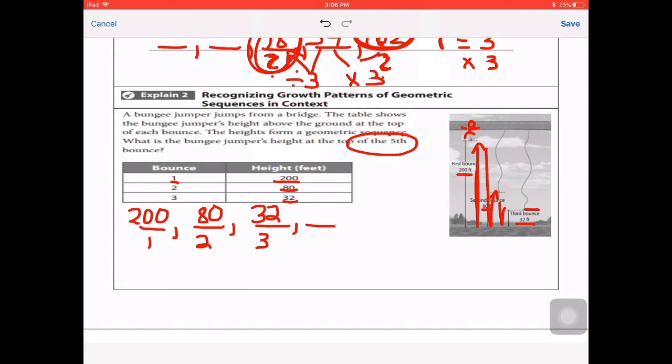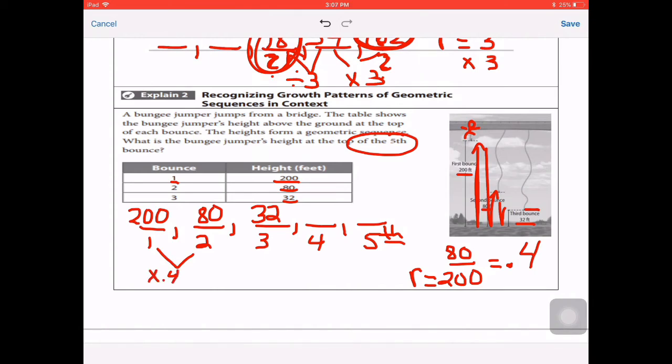So since they want us to find the fifth bounce, we're going to plan this out and go out to the fifth empty line there and figure out what that would be. We need to find our common ratio. So let's take the second number, 80, divided by the first number, 200. So in our calculators, if we type in 80 over 200, we will get a value that we will use to multiply the rest of the numbers by, which is 0.4. So the ratio that we're multiplying by is 0.4.